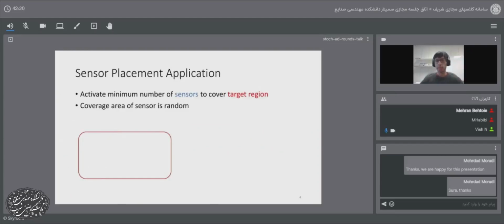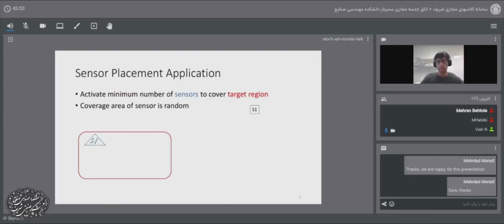So let me motivate our setting with the sensor placement application. What we want to do is there is some target region, which is the red rectangle in this picture, and we want to activate or place the minimum number of sensors so that we manage to cover this region entirely. But upfront, we don't know the exact coverage of every sensor. We do know its probability distribution. So what can a solution look like in this application?